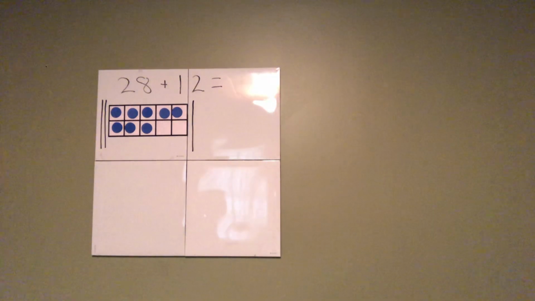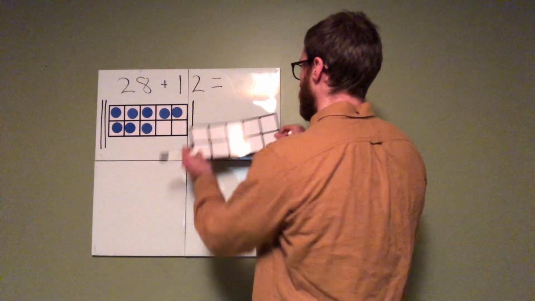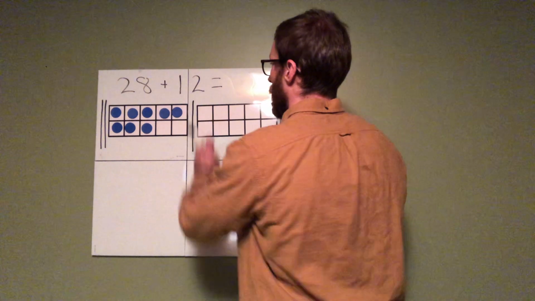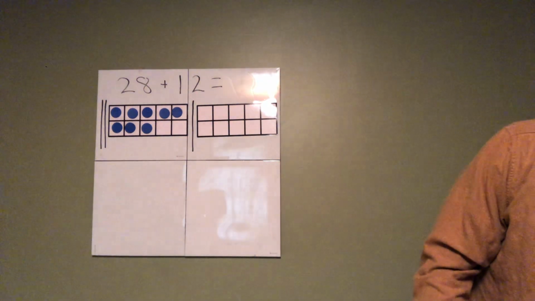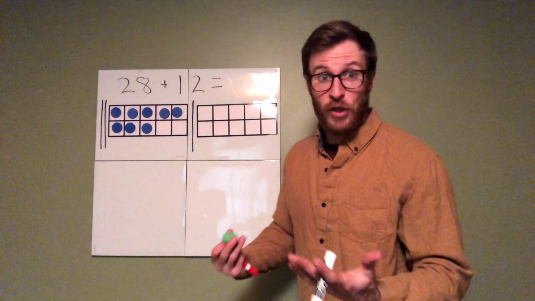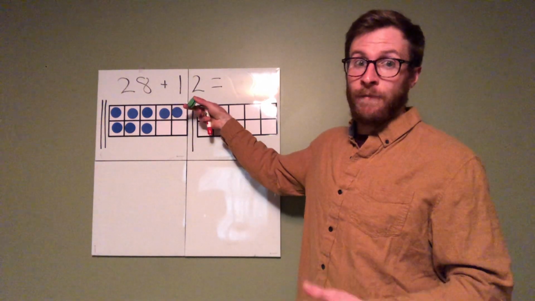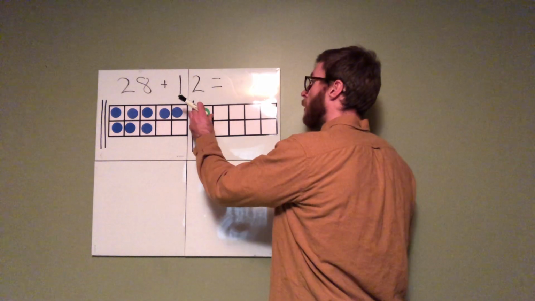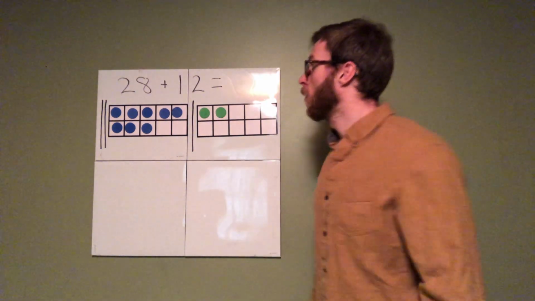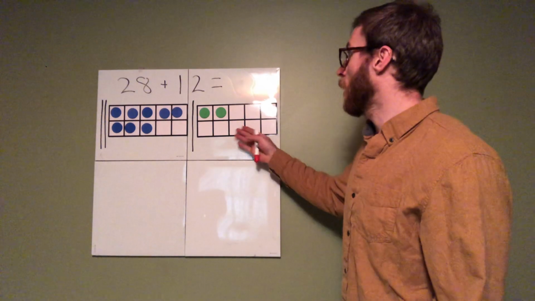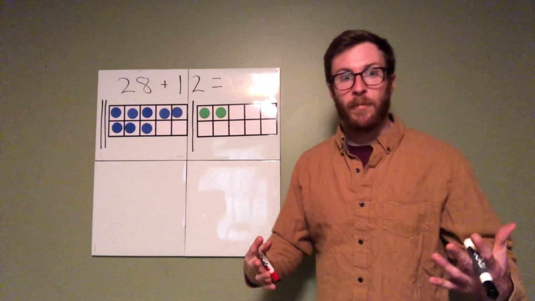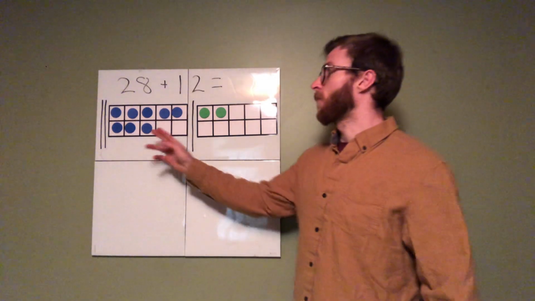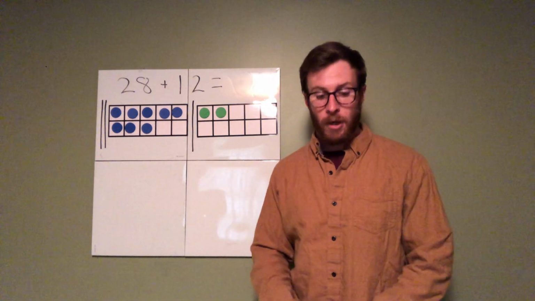Let me get my next 10 frame. How many 1s do I have in the number 12? I have 2. There's a 2 in the 1s place, so I have 2 1s. 1, 2. There we go. There's my number 12 shown. 1 10, 2 1s. All right, our picture is complete. We have 28 plus 12 in picture form and number form.